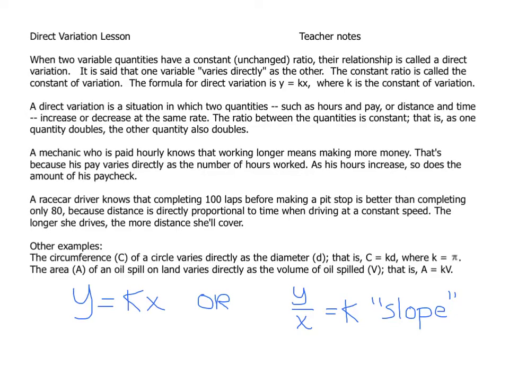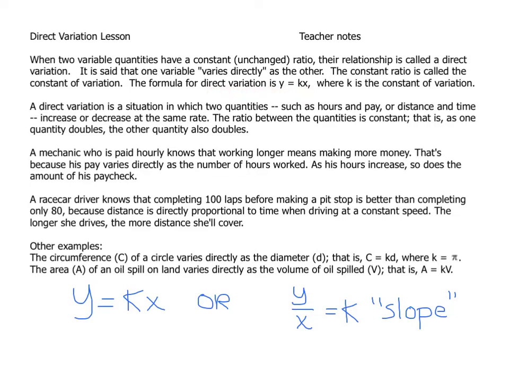Take a moment to read through the teacher notes that are listed in your notes, and make sure when you push play again that you have underlined where it gives you the formula for direct variation. So go ahead and pause, and please underline the formula. All right, so you should have underlined right here where it says direct variation is y is equal to kx.